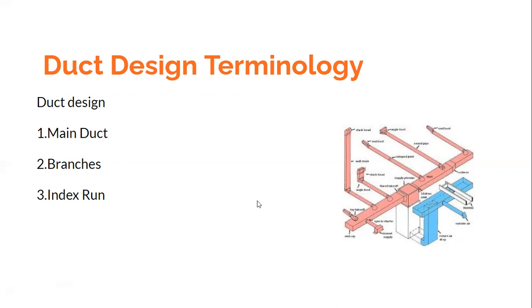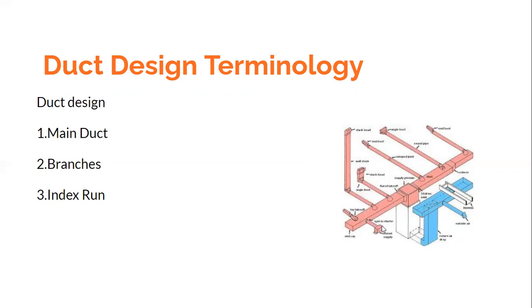The main duct, as the name indicates, would be carrying the major conditioned air when it is a supply duct, or unconditioned air if it is a return duct. And then from this main duct, we will find that there are branches. This thing which you see over here is the main duct, and this main duct is connected to the branches. So these are the branches you see.